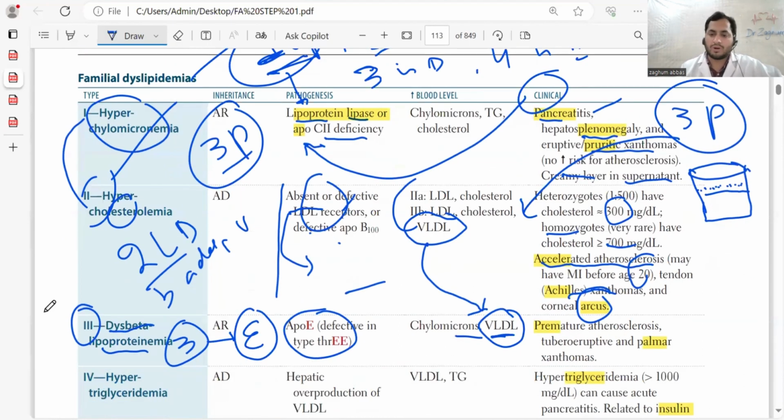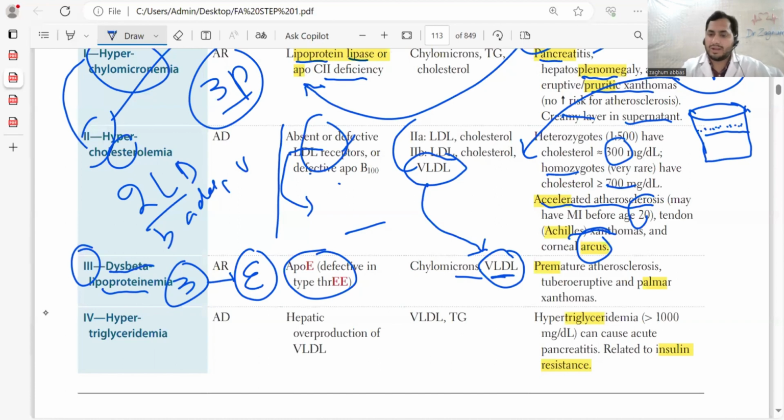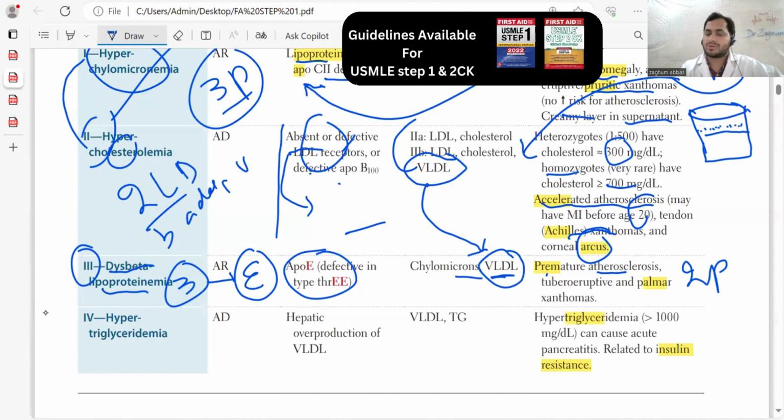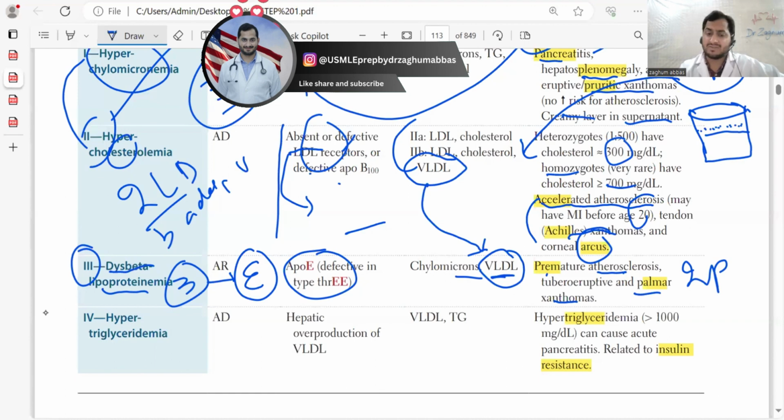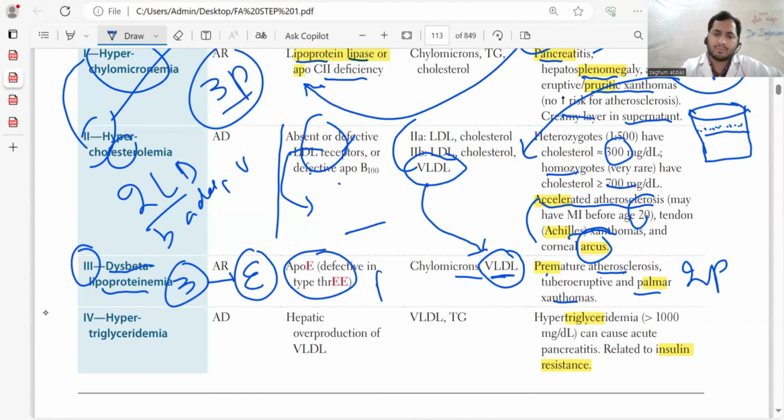Okay, 3 is more. So in this case, there's a mnemonic again, 2P. Premature atherosclerosis, same as here. Again, you can have MI before the age of 20, and you can have palmar xanthomas. Remember that. The mnemonic was given in the previous edition, the mnemonic was also air, so by air, this is given echoing and form.